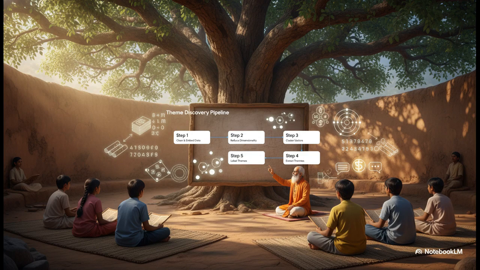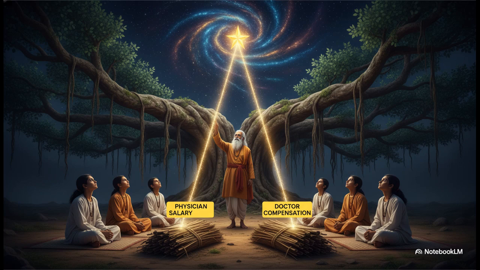The real magic starts with embeddings. We're not just counting keywords. No, we're turning text into these mathematical vectors in a way that actually captures meaning. This is so crucial because it lets our system understand that doctor compensation and physician's salary are basically talking about the same thing, even though the words are different. This is how we group by concept, not just by vocabulary.